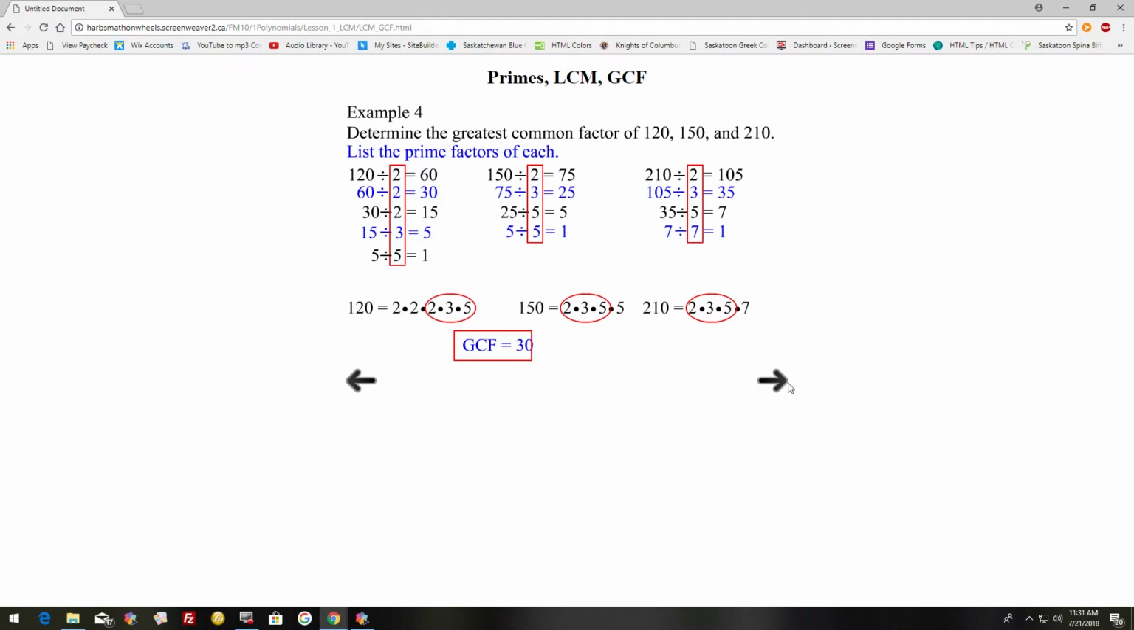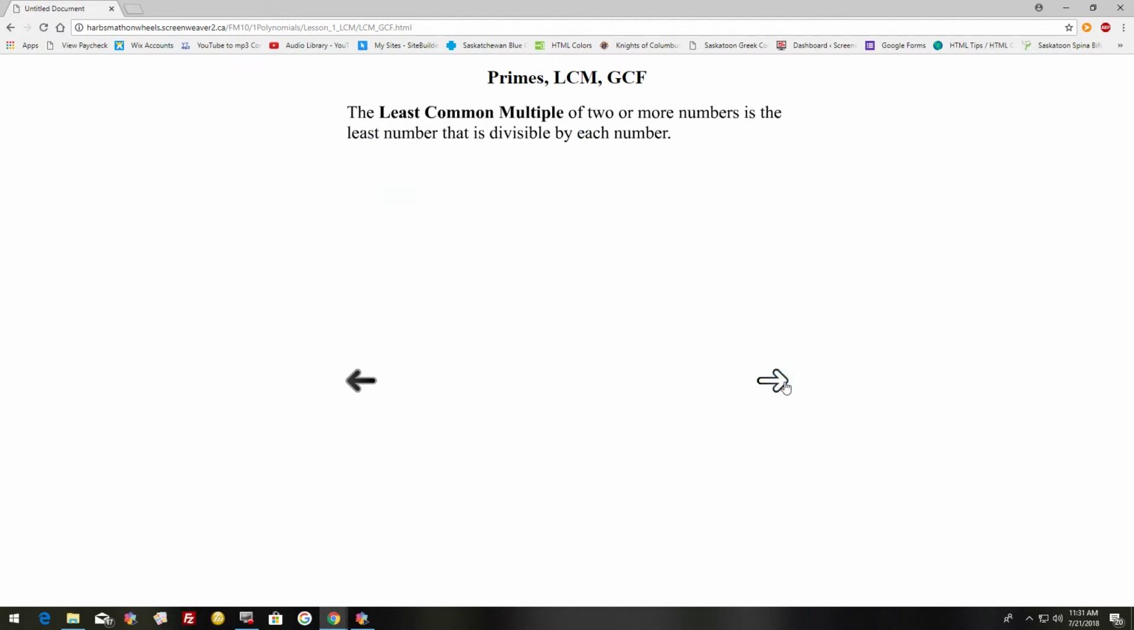The least common multiple of 2 or more numbers is the least number that is divisible by each number. Let's talk about that. To determine the LCM, you can use this formula. LCM of A and B is equal to A times B divided by the GCF of A and B.